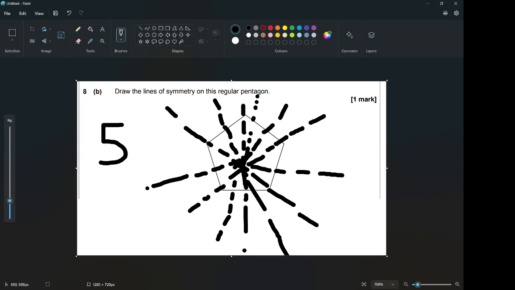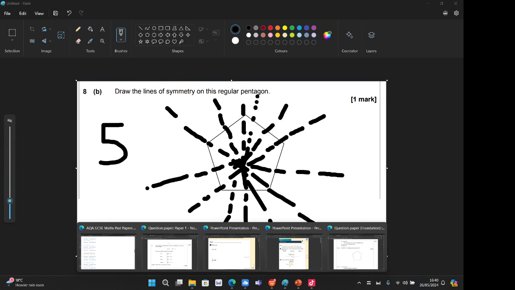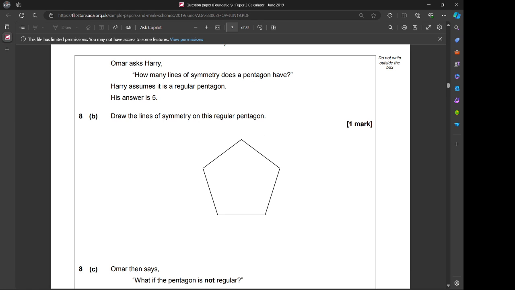So there should be one, two, three, four, and five. So to answer the question, yeah, you're right. It is five. Sorry about the confusion, but it is actually five. So one down the middle, then one at each vertex.